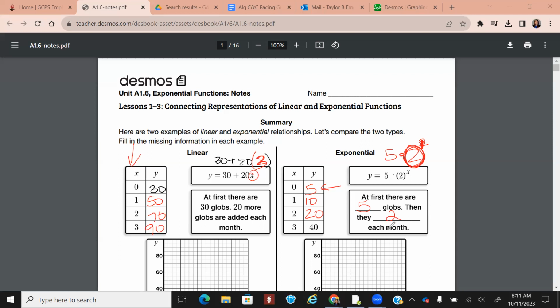So watch this. Y'all gonna miss it. The initial is 5. That's the number that's out front. The number that's raised to the x is the ratio, or what you're multiplying by each month. Okay?